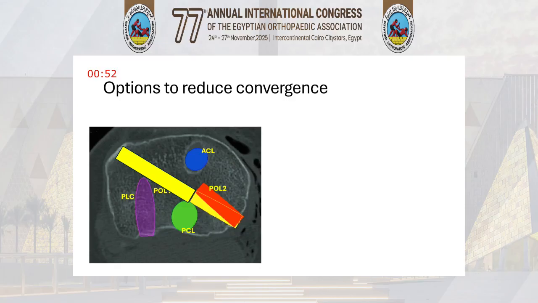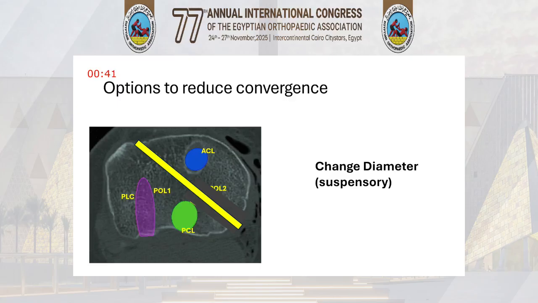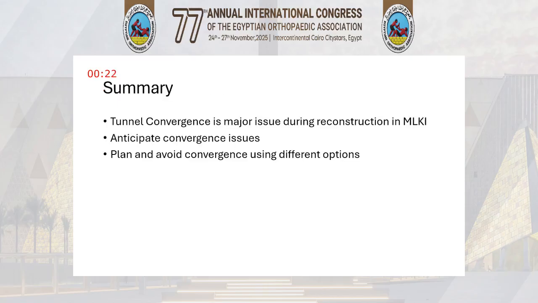So if this track causes convergence, the options are to change the angle, to change the diameter by using a suspensory ligament, and change the depth by using a socket rather than a full tunnel, reduce still by using an anchor, and avoid tunnel altogether by using a pedicle graft.